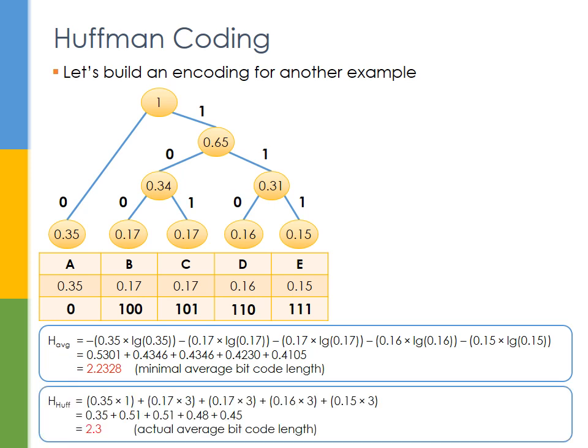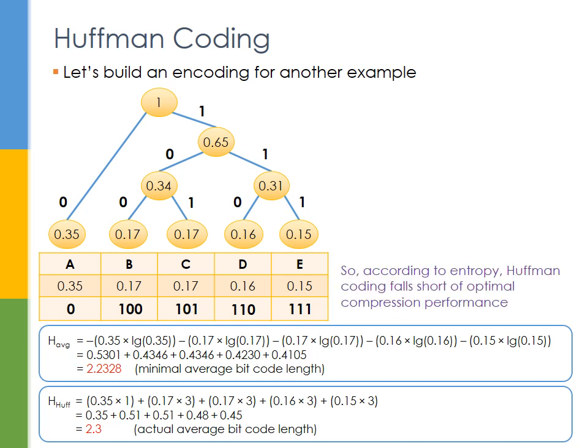Next we need to calculate what the actual average bit code length is. We do this exactly the same way that we did in the previous example. If we perform this calculation, we see that the final value that we end up with is 2.3, meaning that the encoding that we've generated here uses an average of 2.3 bits per symbol encoding. So what we see now is that we have not managed to achieve the minimal average bit code length. We have an actual average bit code length that is slightly higher than the minimum value that we've computed.